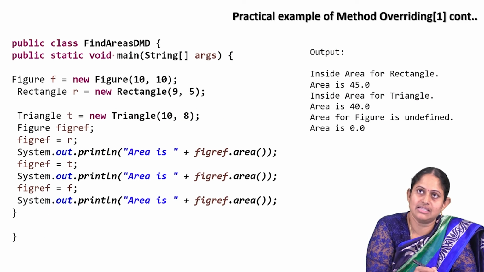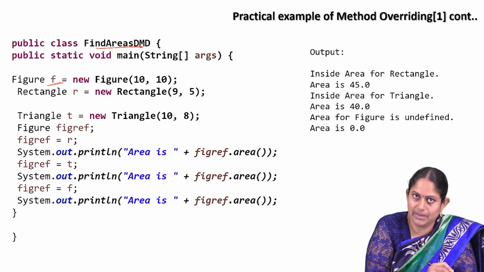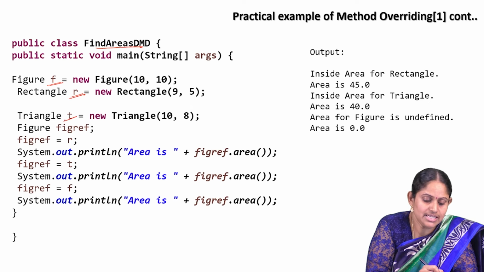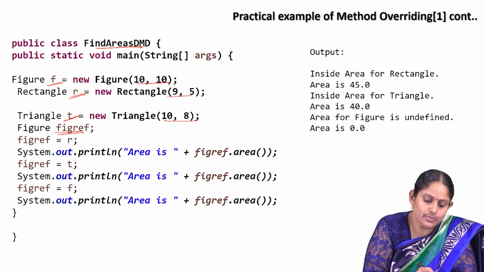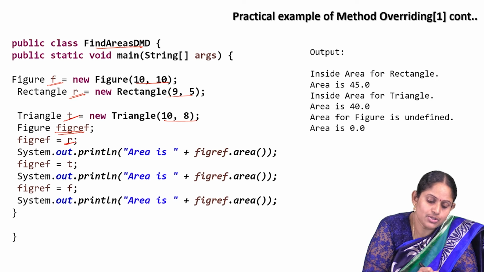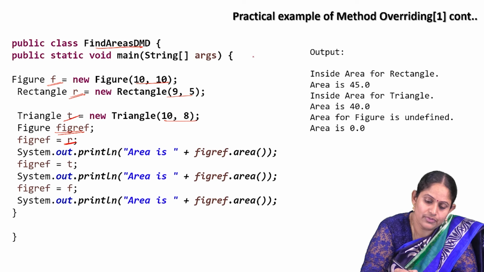Now here we have a class named FindAreasDMD. We are creating an object of the parent class and the two child classes. So we have figure F for this thing, and rectangle is set to 9 and 10, and triangle is set to 10 and 8. Now we are creating a reference variable of figure, and then that figure is pointing to R. So when figure is pointing to R, it means that the figure reference is pointing to the rectangle object.